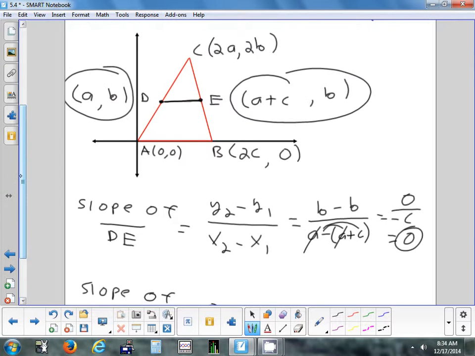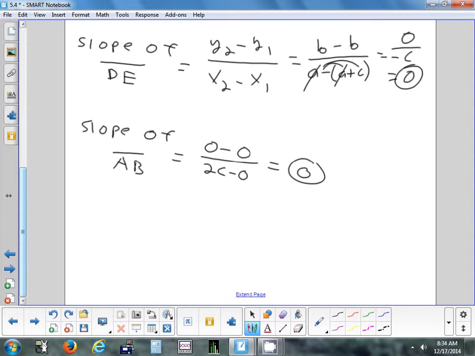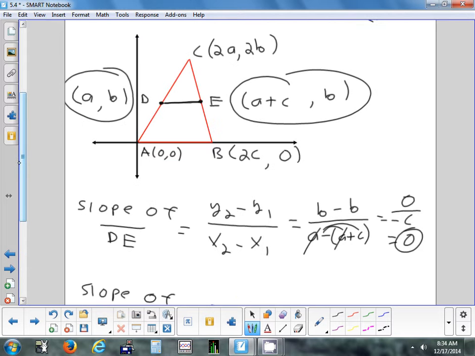Okay, so what did we just prove? DE and AB are parallel. We just showed that they're parallel. Now we're going to show their lengths. The length here, we don't really need the distance formula because they're horizontal. So we can actually make it a little easier. We can use the formula for finding the length of things on a number line.